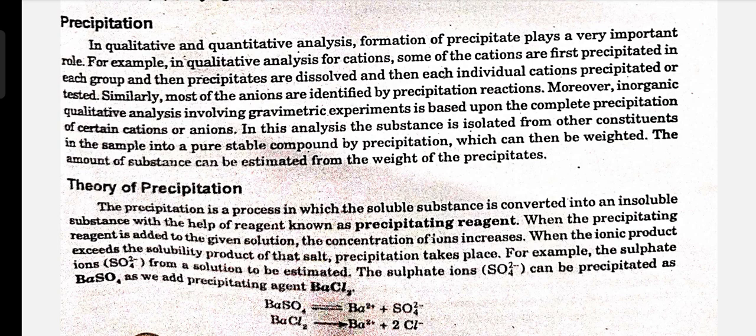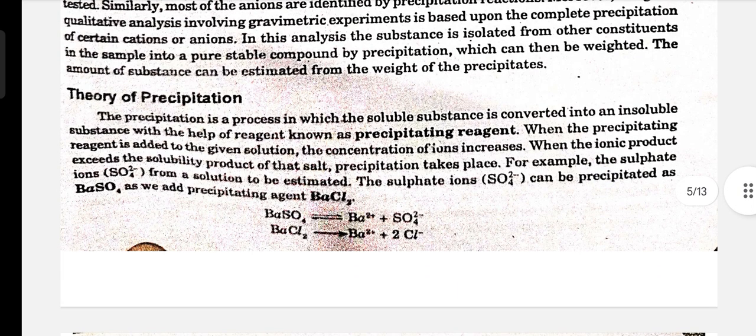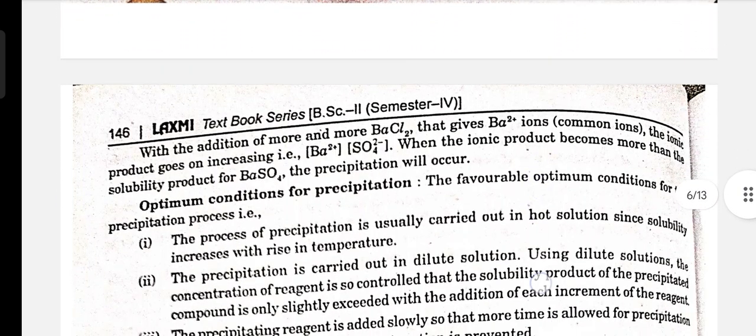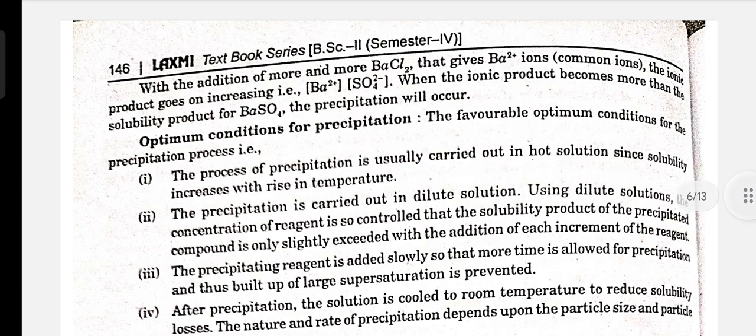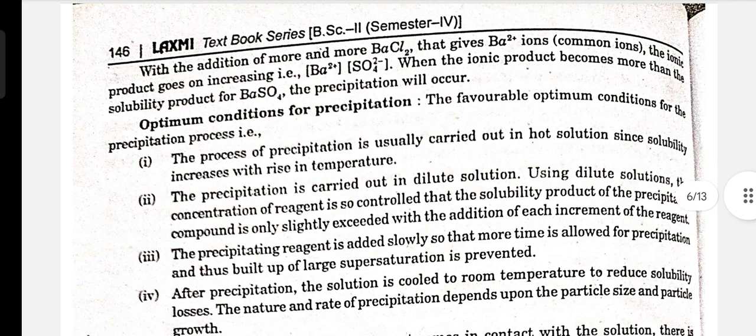For example, the sulfate ions SO4 2- from a solution to be estimated can be precipitated as BaSO4 as we add the precipitating agent BaCl2. With the addition of more BaCl2 that gives Ba2+ ions, the ionic product goes on increasing, that is Ba2+ times SO4 2-. When the ionic product becomes more than the solubility product for BaSO4, the precipitation will occur.